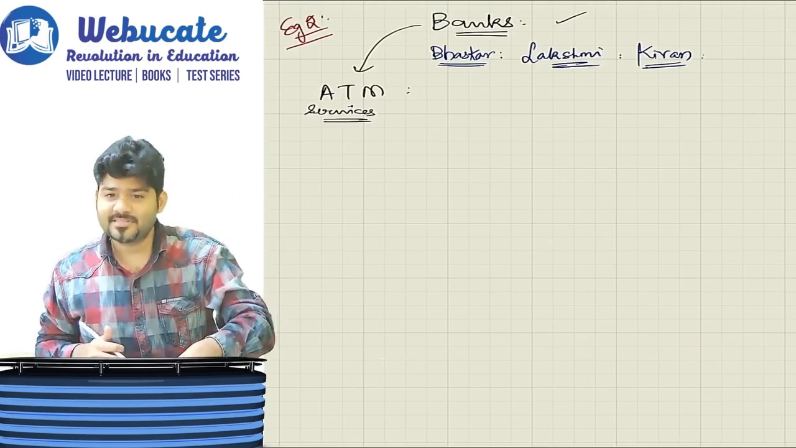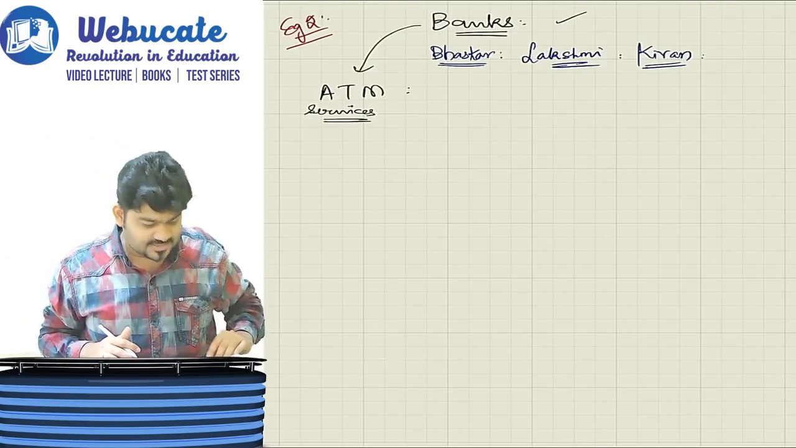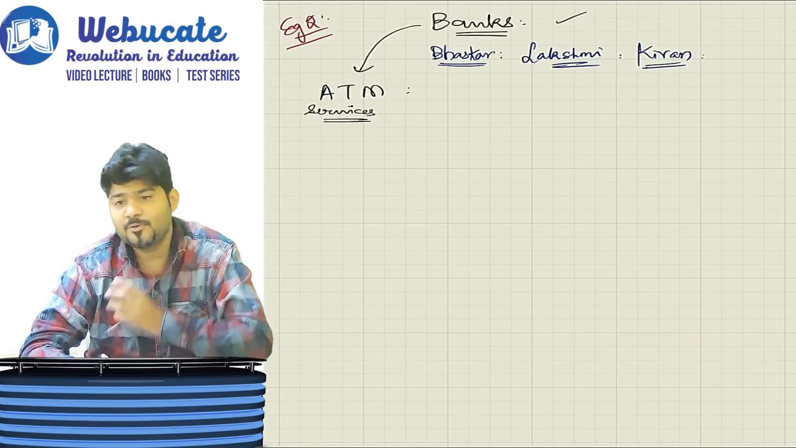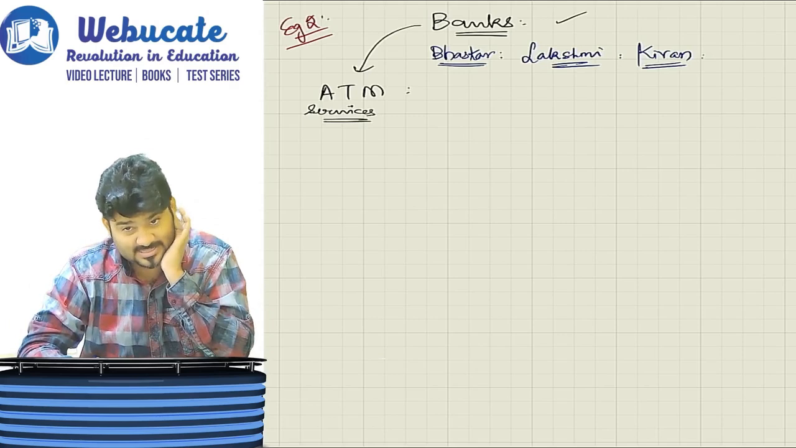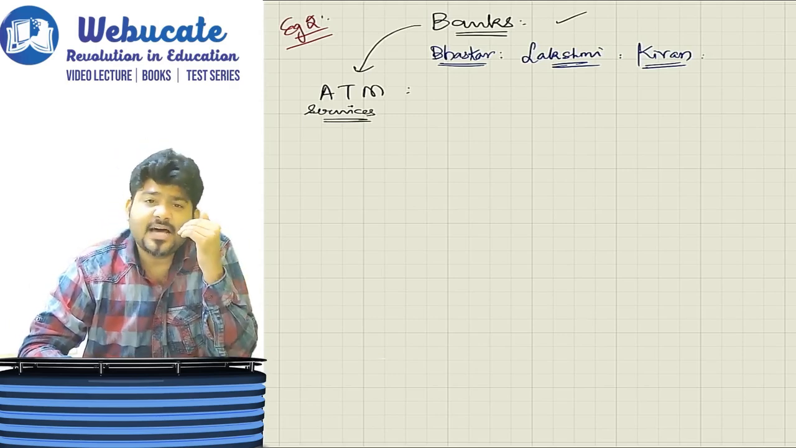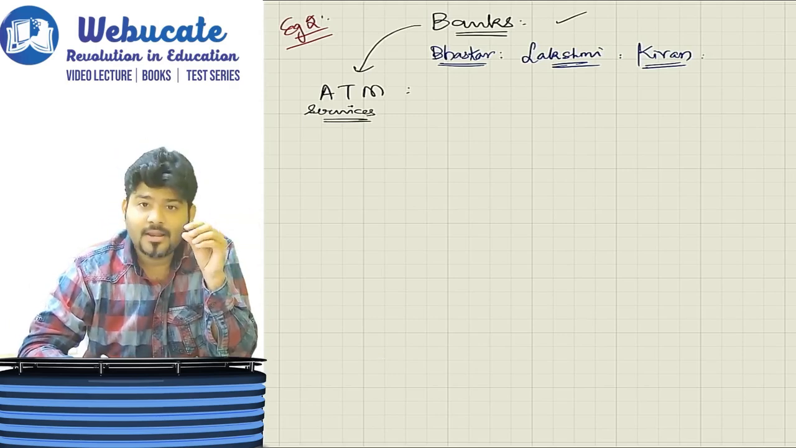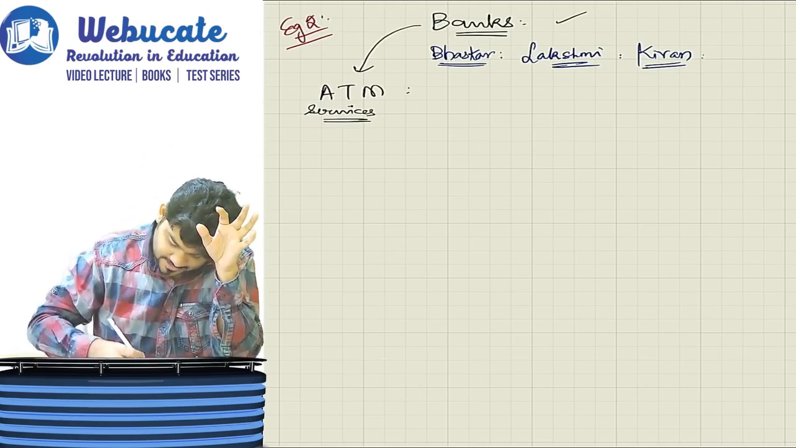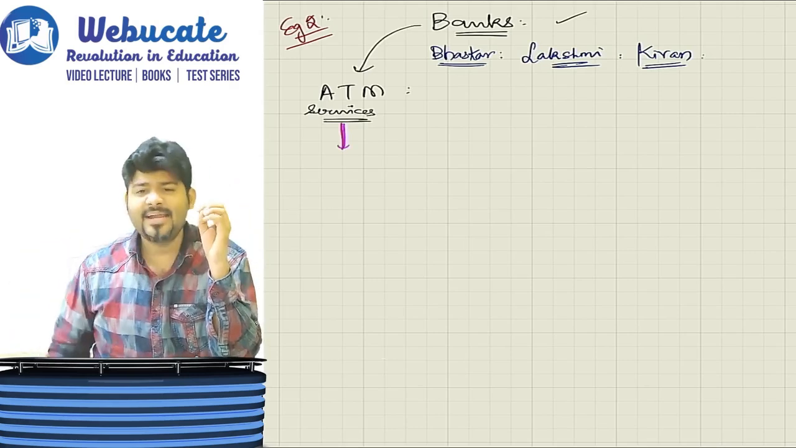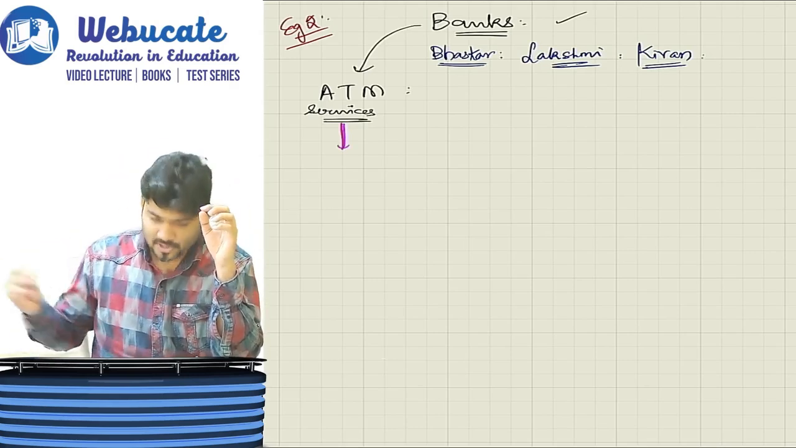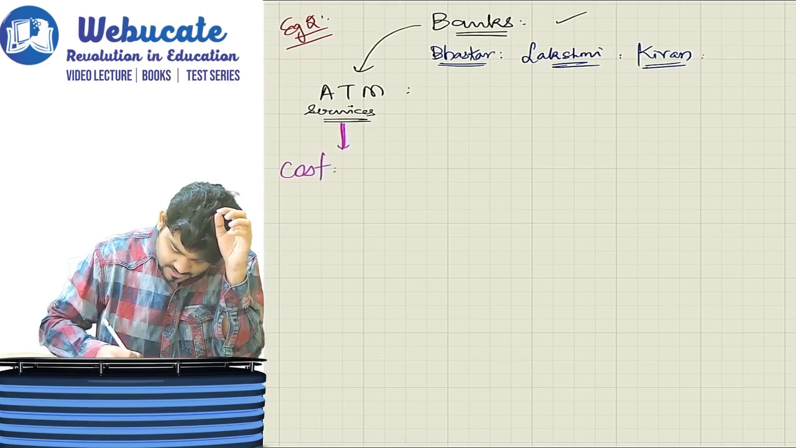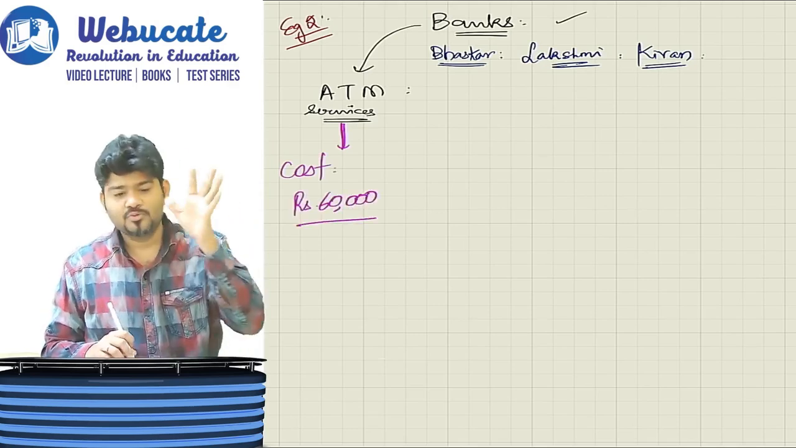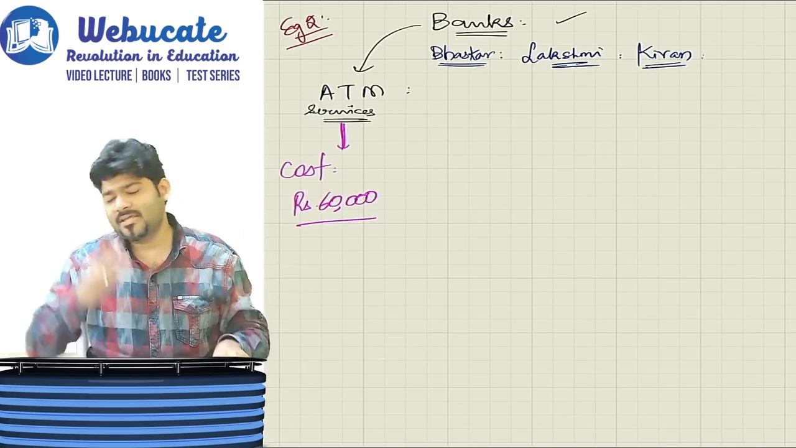We have ATM services. Now ATM services come with a cost. So is the cost going to be recovered from people like you and me, who are the customers or clients for the banks? The answer is yes, sir. Let's assume that ATM services for the bank cost rupees 60,000, and the bank has only three customers.